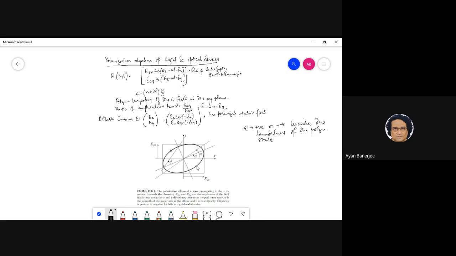If it is negative, we typically consider it as right-handed elliptical polarization. Okay, so epsilon positive is LCP and epsilon negative is RCP. This is how it works. So now let me ask you.